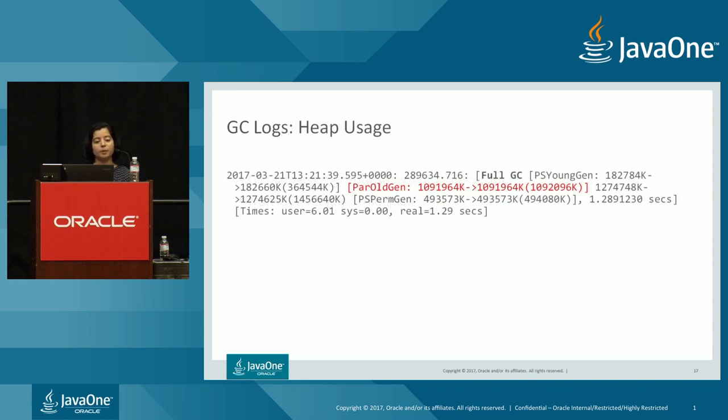So in this example, we can see heap usage from the GC logs. In this example, there is a full GC, and it is not able to free up any space in the old generation, which means that probably the old generation is not big enough to hold the live data set of our application.